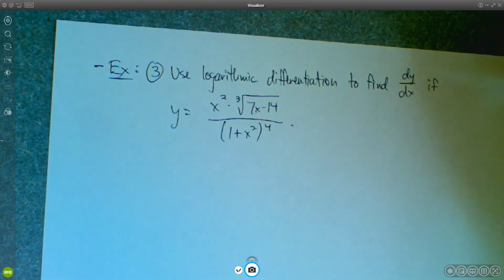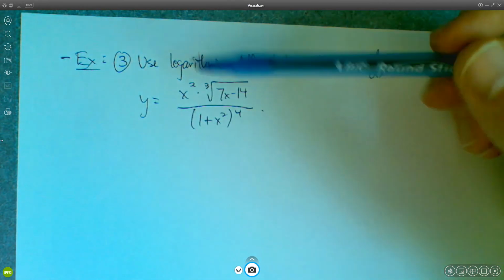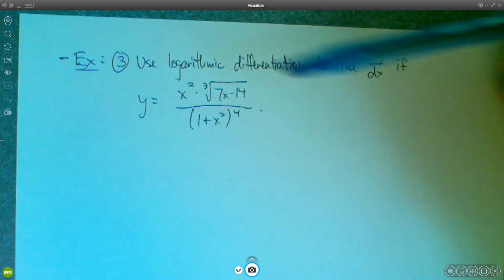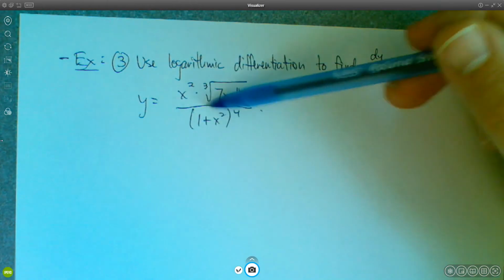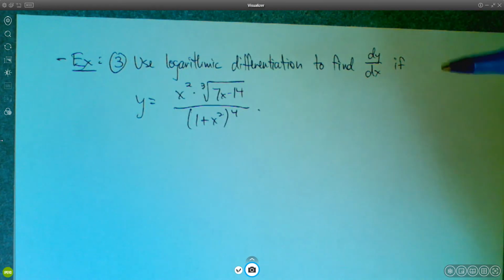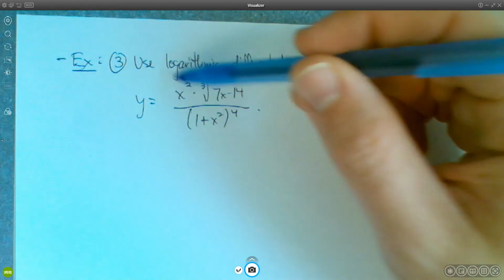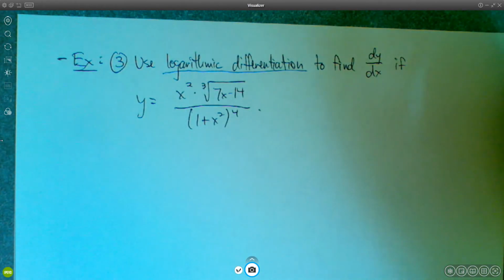Now, we don't need to use logarithmic differentiation to do this. We could just find the derivative directly. It would require us to use some product rule, some quotient rule, some chain rule, right? And it would get quite messy. So I'm going to follow the instructions and use logarithmic differentiation, and you'll see that this becomes a lot easier. So here's how we use logarithmic differentiation.